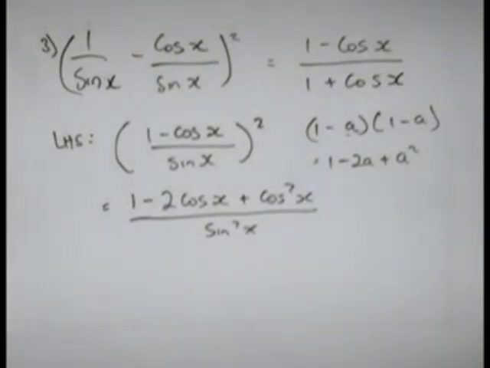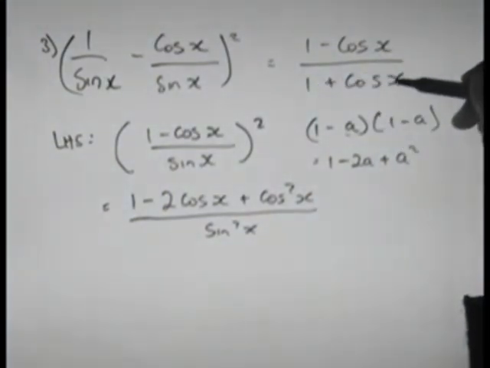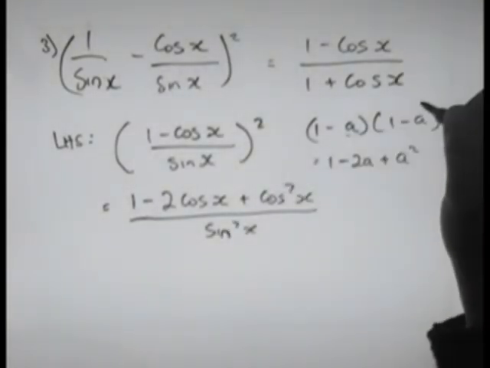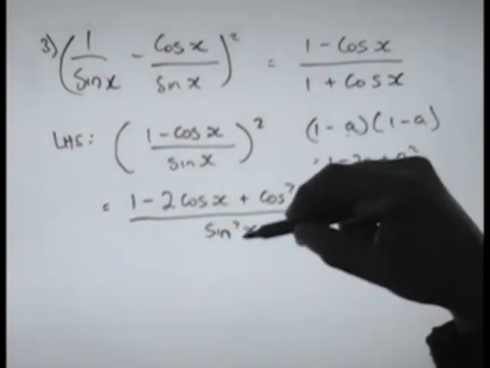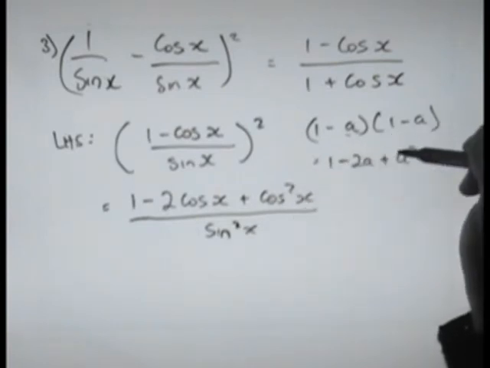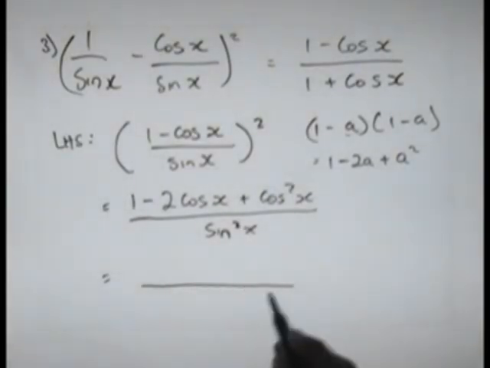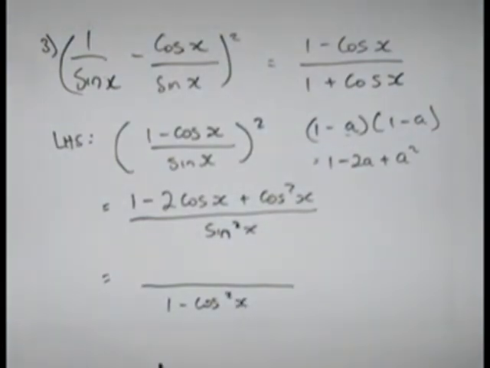Now, this does look nasty. What I'm going to do, remember that my right hand side has got a 1 plus cos x in it. In the denominator, sine squared x, isn't that the same as 1 minus cos squared x? So I'm going to turn the denominator into 1 minus cos squared x. And I'm going to show you why I did that later on.